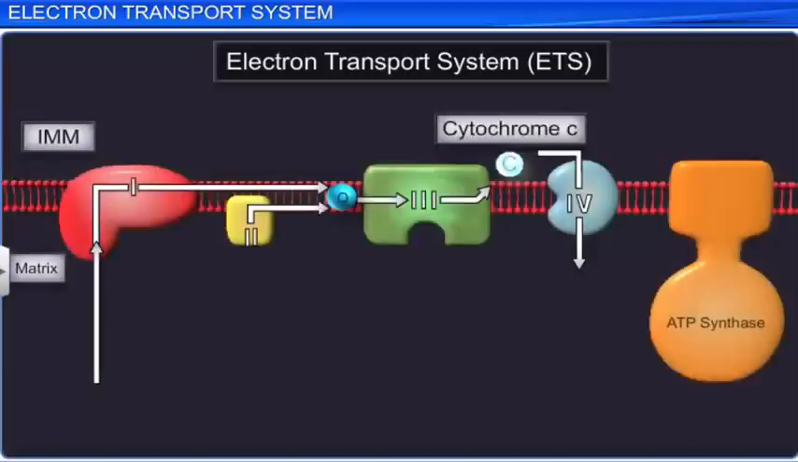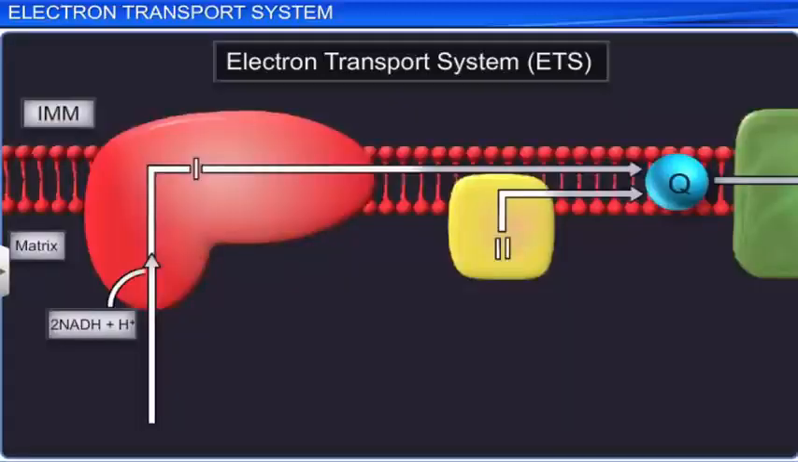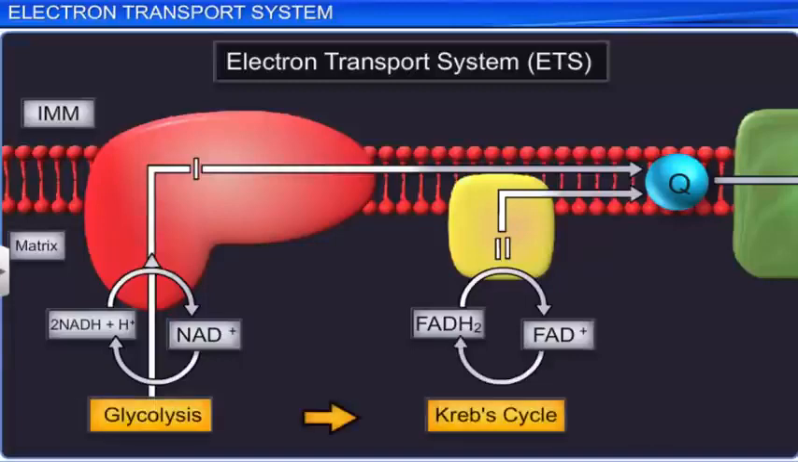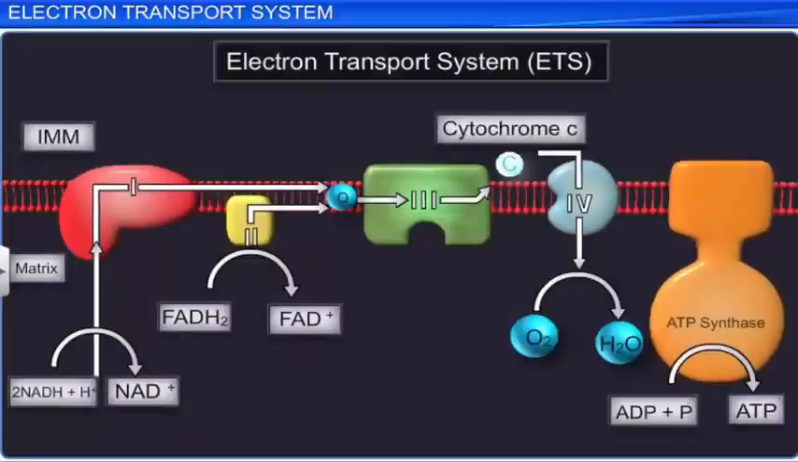ETS serves 3 important functions in aerobic respiration. It regenerates the oxidized form of coenzymes to be used in glycolysis and the Krebs cycle. It transports 2H+ and 2 electrons to oxygen, and it utilizes the energy of the coenzymes in the production of ATP.